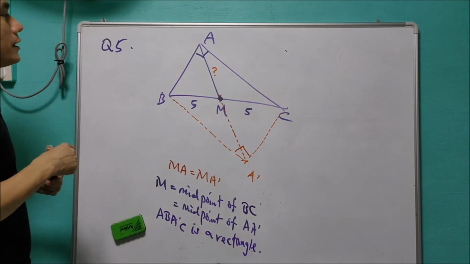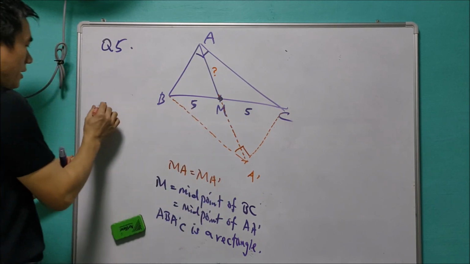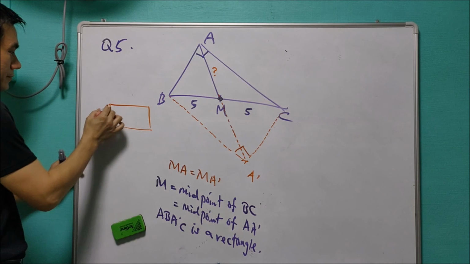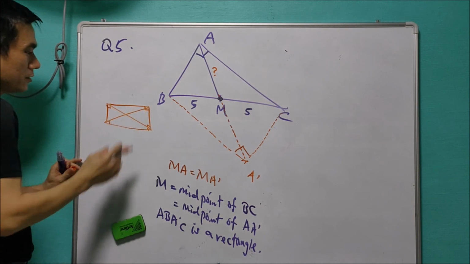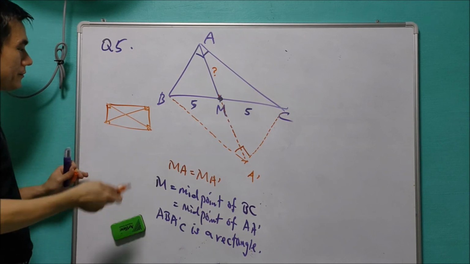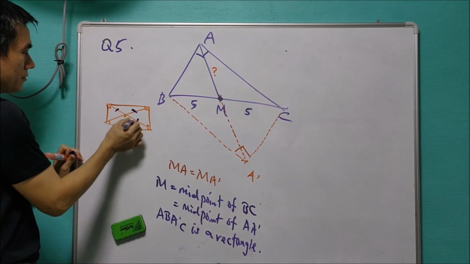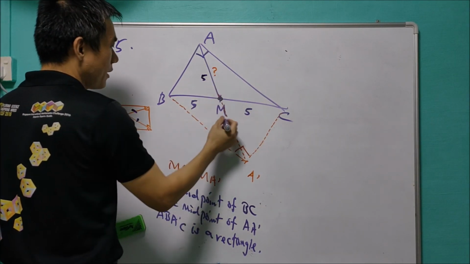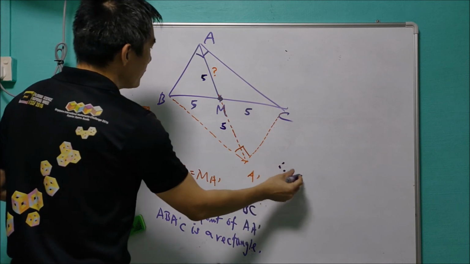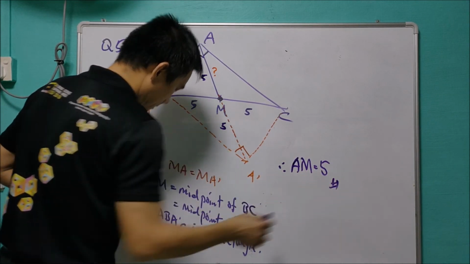Since this is a rectangle, and whenever you have any rectangle, these two diagonals will have the same length. And this part will be all the same, and it means that this will be 5, 5, 5, and 5. So in this case, AM will equal 5. And we are done.